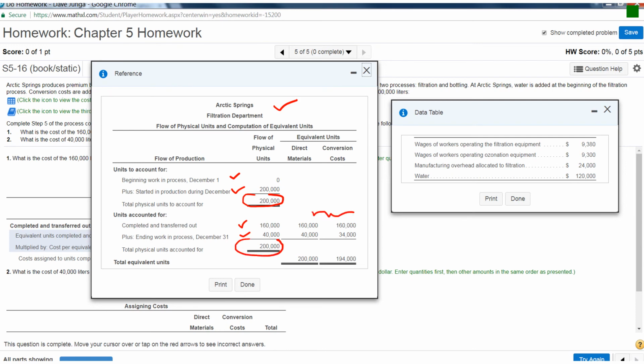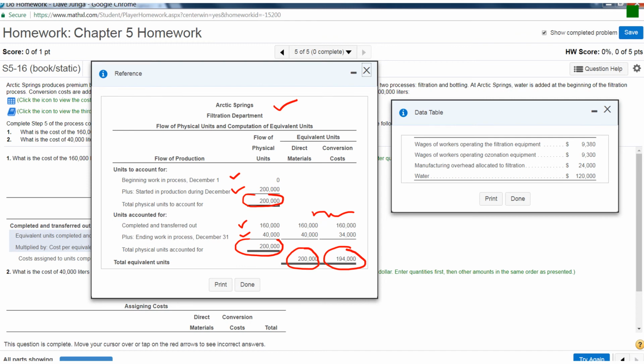All of your equivalent units were given to you. Notice for your direct materials, you had 160,000 that were transferred out. The 40,000 is there because the water is added at the beginning. Anytime they tell you that the material is added at the beginning, it's 100% complete. So you just add those together: here's your 200,000 units for direct materials. And for conversion, they just gave it to you. 34,000 is the equivalent partially completed. So 194,000 when you add those together to get the total equivalent units.